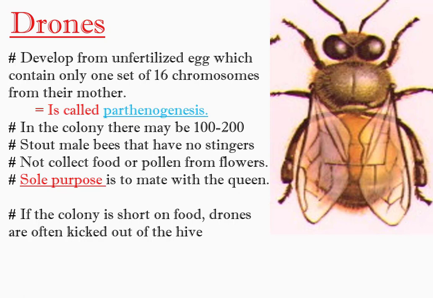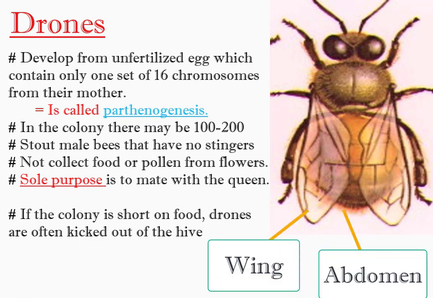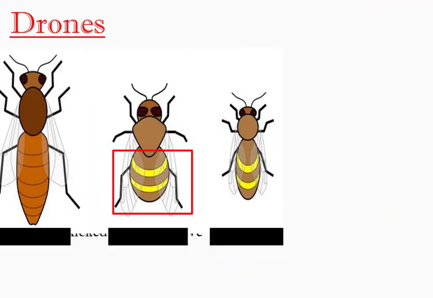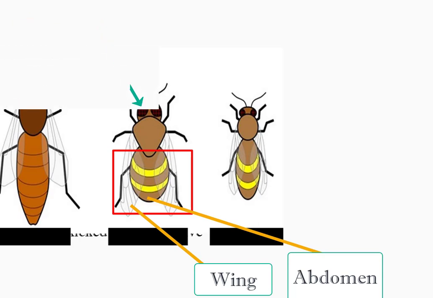Drones do not collect food or pollen from flowers. Their sole purpose or responsibility is to mate with the queen. If the colony faces a shortage of food, drones are often kicked out or removed from the hive. When we look at the structure of the drone as compared with worker bees and queen bees, its abdomen is short and the wing is longer than the abdomen.